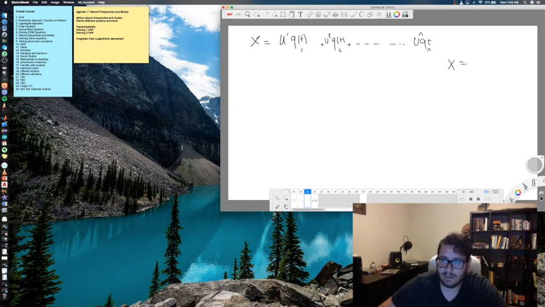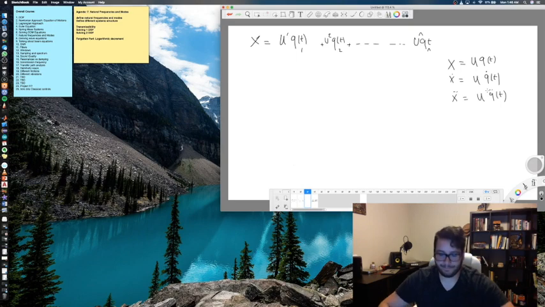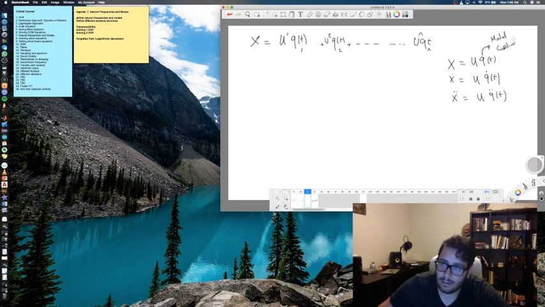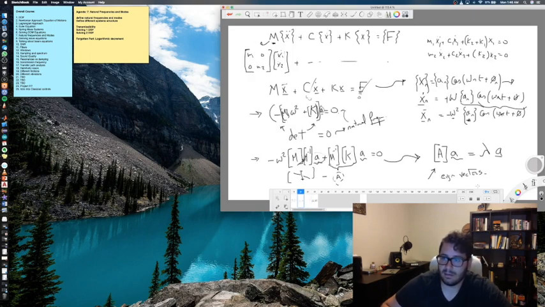My x is equal to U q(t). So my x dot is going to equal U q dot (t), and my x double dot is going to equal U q double dot (t), right? I think they call this the modal coordinate. It's the same thing we derived in the other slide here.